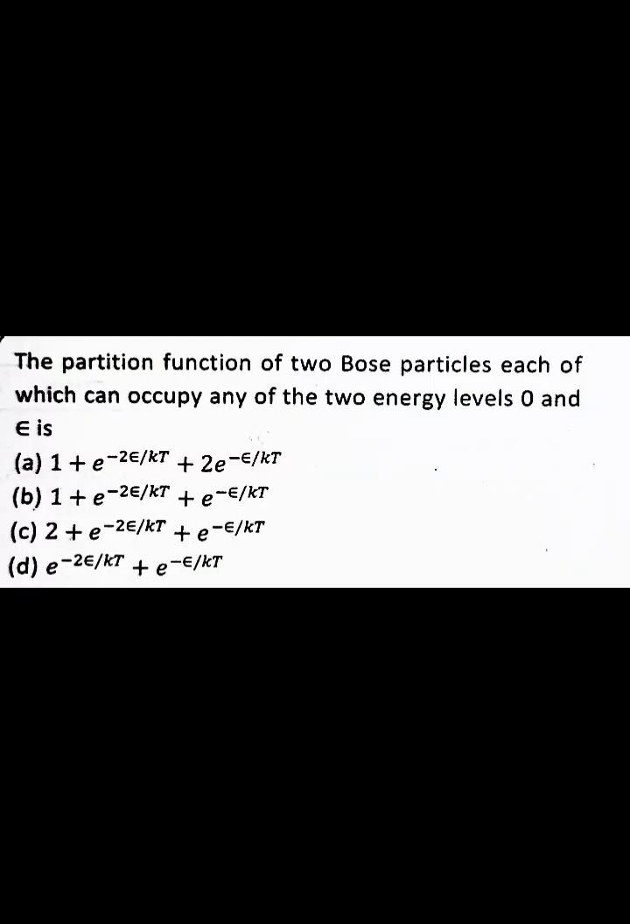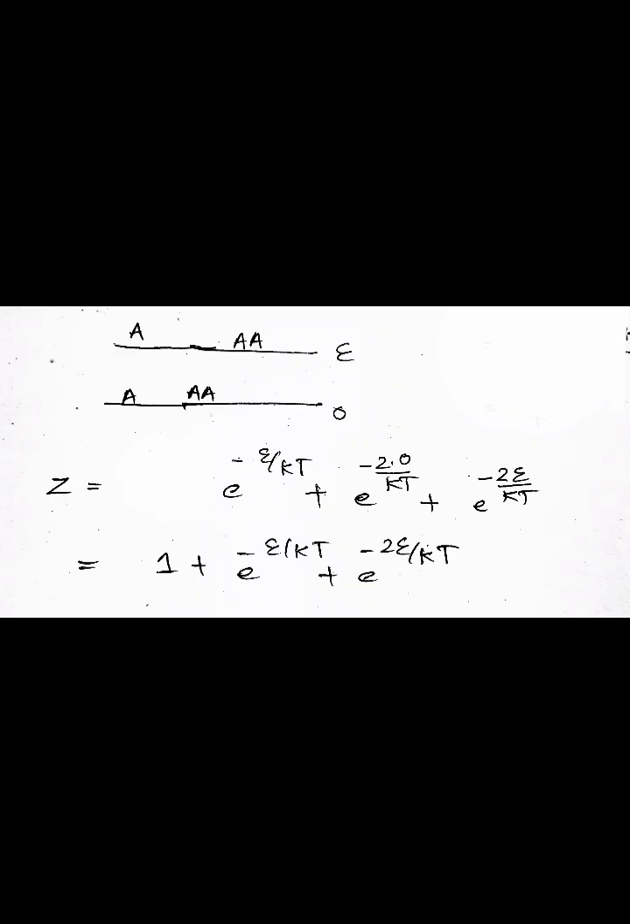The next question is, the partition function of two Bose particles, each of which can occupy any of the two energy levels 0 and E is dash. Here there are three ways of arranging these two Bose particles. One way is that one Bose particle will stay in the 0 energy level and the other stays in the E energy level. The next possibility is that both the Bose particles will stay in the E energy level. Another possibility is that both the Bose particles will stay in the 0 energy level. So these are the three possibilities.